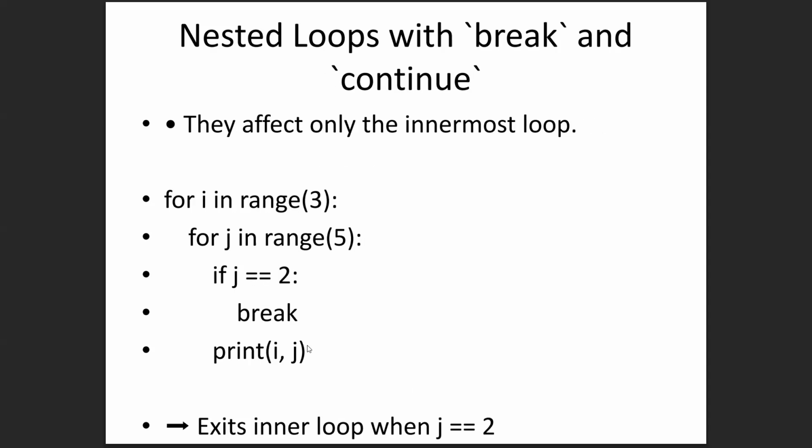It exits the loop when j equals 2. So whenever the j value equals 2, it will exit. It means the outer loop is not getting affected. Only the inner loop is getting affected. So that is what is happening here. So let us see the next one.